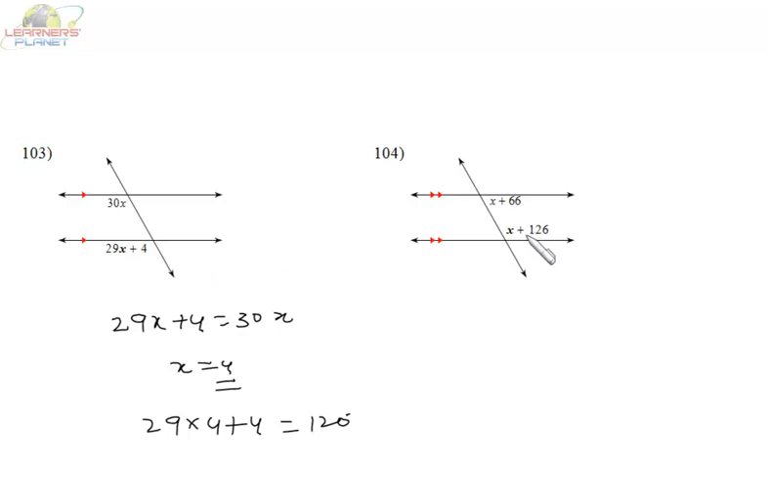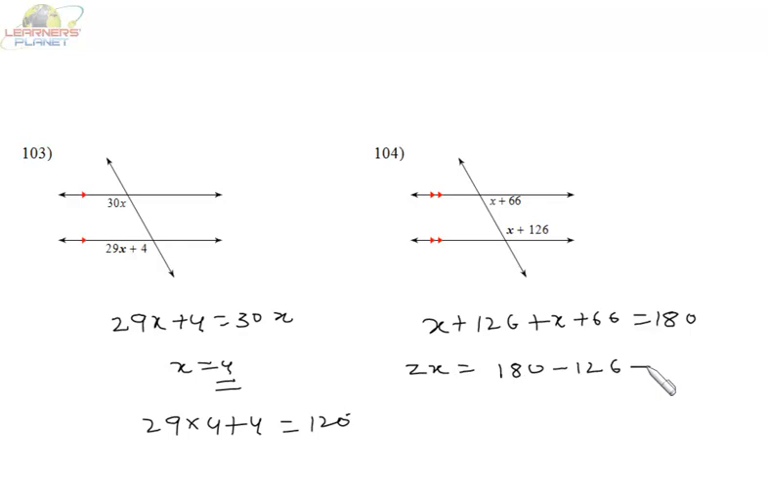In this case, both of them are interior angles. So their sum will be 180. So x plus 126 plus x plus 66 is 180. So 2x is equal to 180 minus 126 minus 66. So it's minus 12. So x is equal to minus 6. Now we have to find out the value of this angle. So it is minus 6 plus 126. That means 120. I hope you are getting my point.